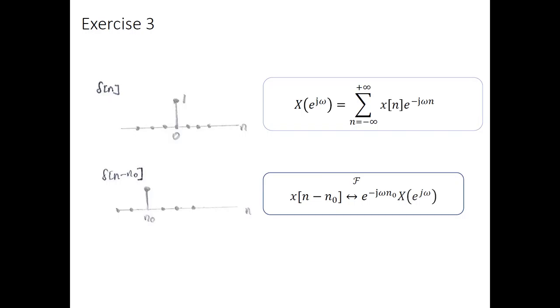Then I will give you a practice in 2 minutes. First, calculate the Fourier transform of delta n using the standard formula in the box above, and then try to quickly obtain the Fourier transform of delta n minus n0 using the time shift property.